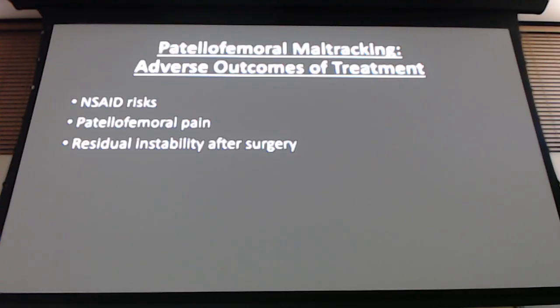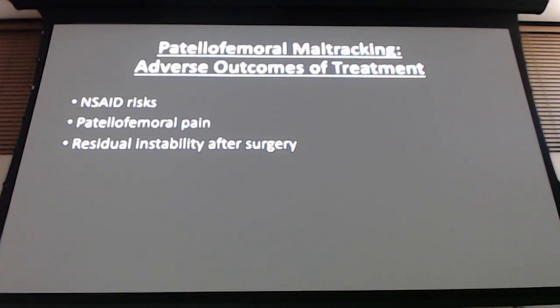NSAID risk, you guys know. Man, you're tired of seeing this on the slide, right? Renal, cardiac, all that stuff, okay? Know it, live it, love it, okay? Patellofemoral pain, obviously they can have pain in the patellofemoral joint due to maltracking. We talked about that. Even after we do surgery, they could have residual instability. Okay? That's bad, right? But we make them better.